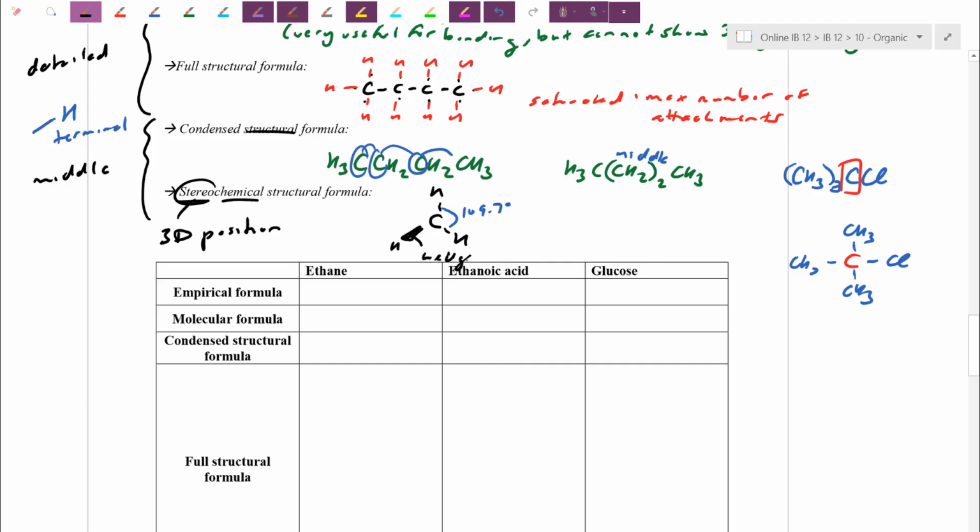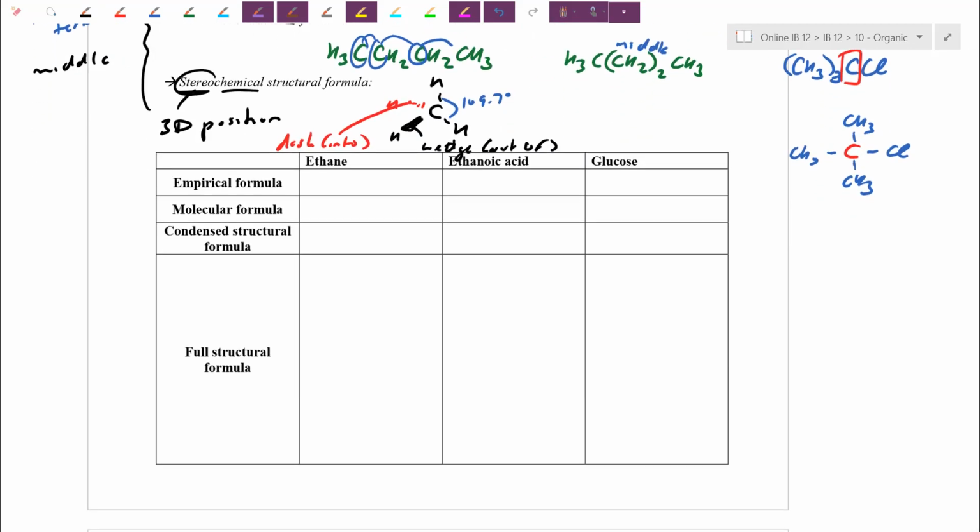The wedge indicates to us that the bond is out of the page. It's actually jumping off the page at me. Whereas if I have a dashed line, the dashed lines are going behind the page. This one here is the dash, and dash means into the page. We are going to get to some isomers in the coming classes. Sometimes their only difference is whether they're on the wedge side or on the dash side. So let's just try it out for a few sample molecules.